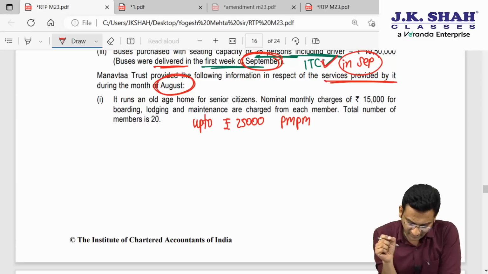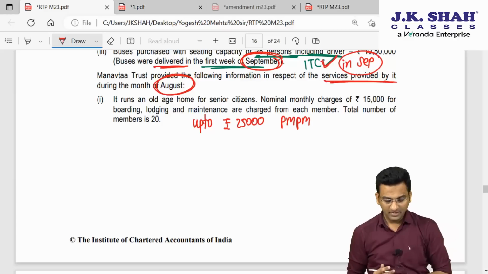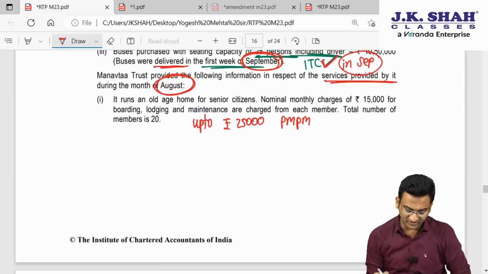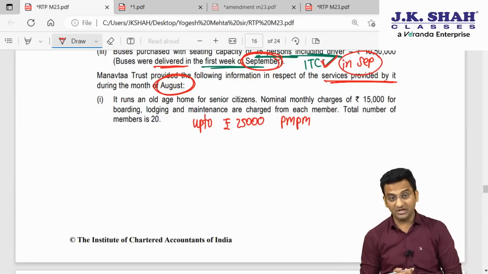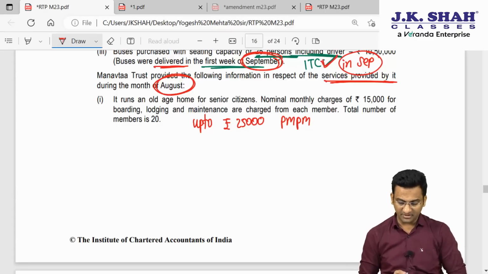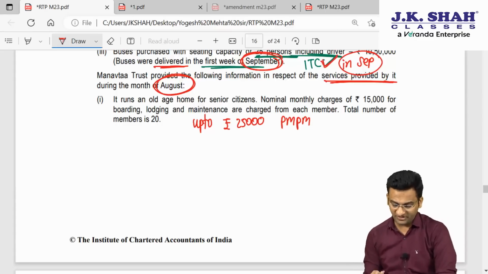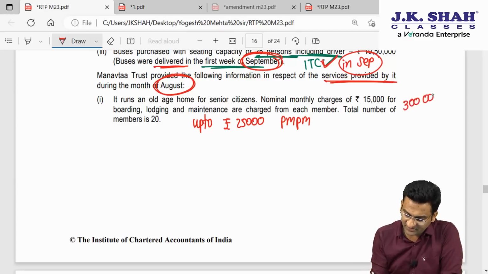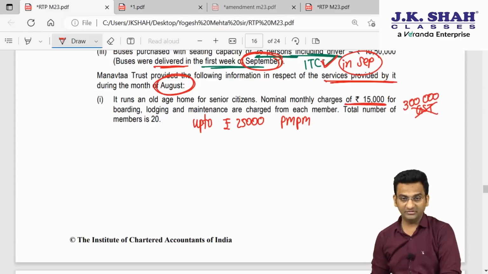So in this case, it runs an old age home for senior citizens, and if any old age home is run by a registered trust, and the monthly charges including boarding, lodging and accommodation are up to rupees 25,000, then the GST is exempted. Now from each member 15,000 is charged, and there are 20 members. So how much amount is received? 3 lakh. But GST is exempted because the consideration is up to rupees 25,000.